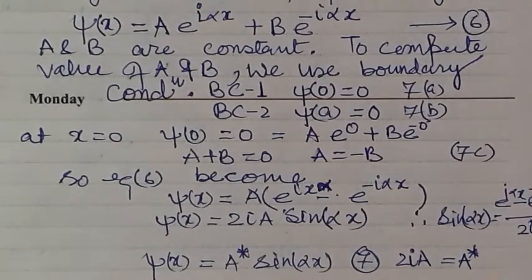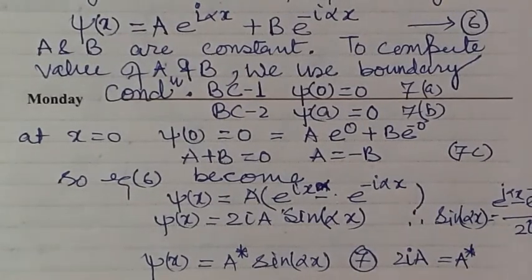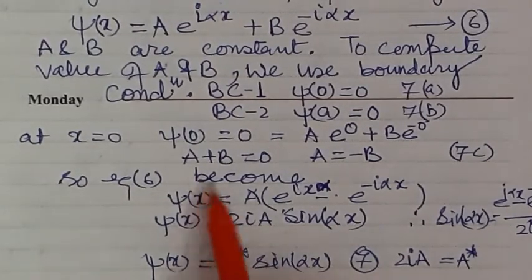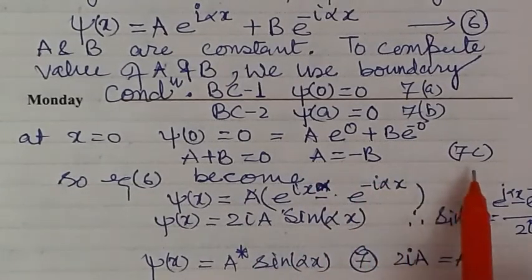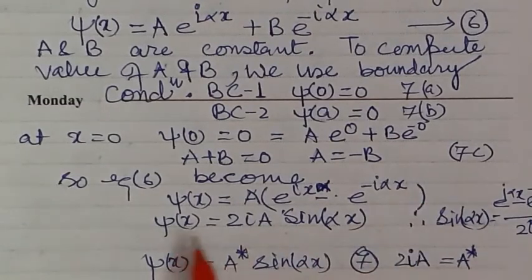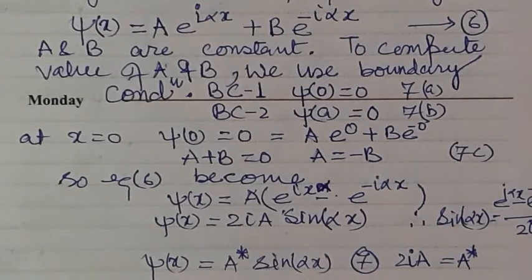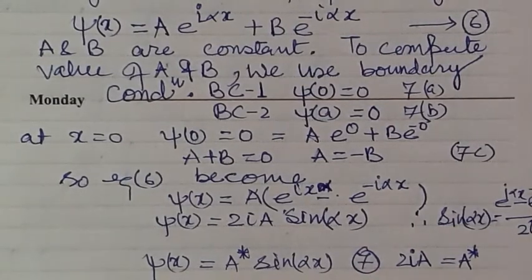Now substituting these values in the solution 6, we get a is equal to minus b. So that is 7c, one of the parameters is eliminated, and we have equation 7 as a solution. Psi x equals A star sine of alpha x, where A star is 2ia.